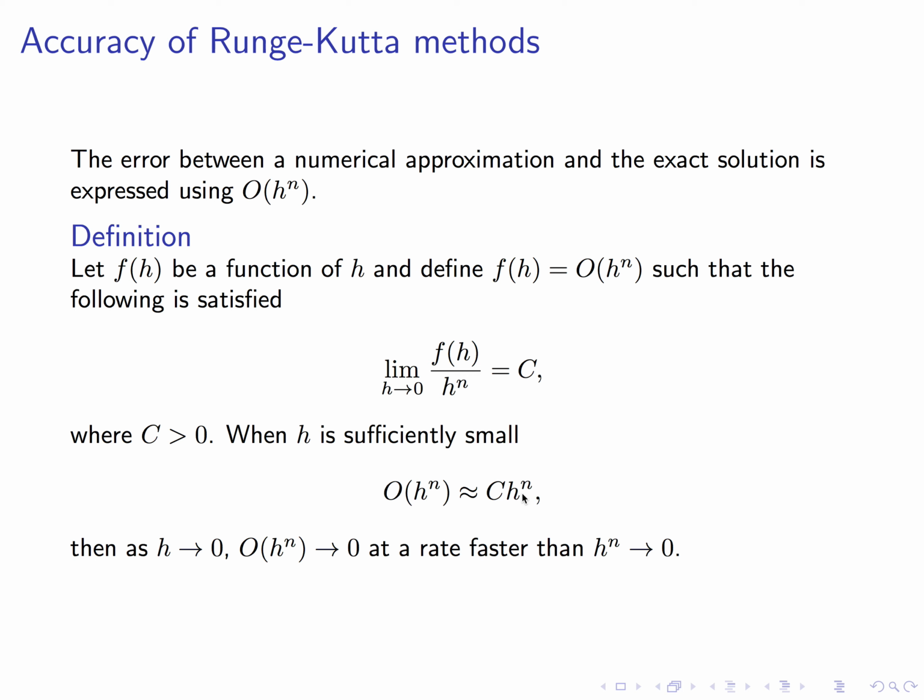What that means is as h tends to 0, the value of Big O h to the n will tend to 0 at some rate, which we don't know what it is, but at a rate faster than the polynomial h to the n will tend to 0. So this Big O h to the n is kind of a limit. It's kind of like the worst case scenario of our method. So if n was 2, so we have what we call a second order method, the actual error in our method will converge at a rate faster than h squared.